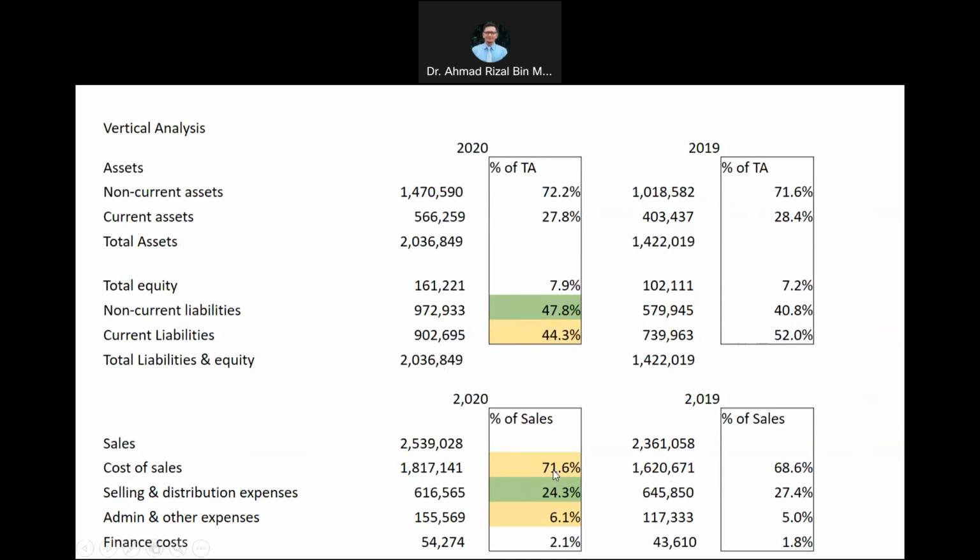So controlling your cost of goods sold or cost of doing business is very important for any business, for that matter. In terms of selling and distribution expenses, it declined slightly. As a percentage, it looks huge, 27 to 24%. But in terms of the value, from 645 million to 616. So the company managed to save around, I think, about 30 million in expenses.